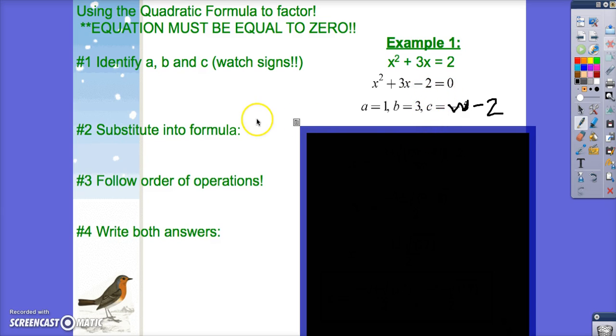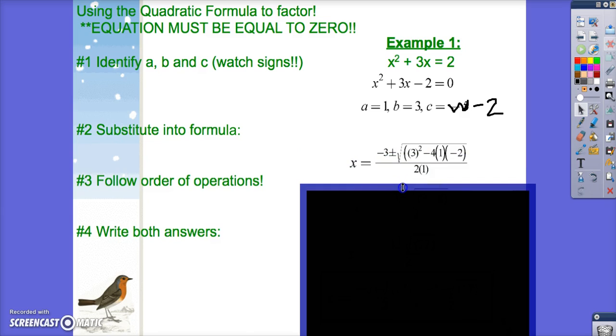So what we do is we plug it in. Step 2 says substitute into your formula. So we slide this down. Just take your time when you are plugging it in. It's negative b. So b is positive 3, so there's a negative in front of it, plus minus square root of 3 squared minus 4 times 1 times negative 2 over 2 times 1.